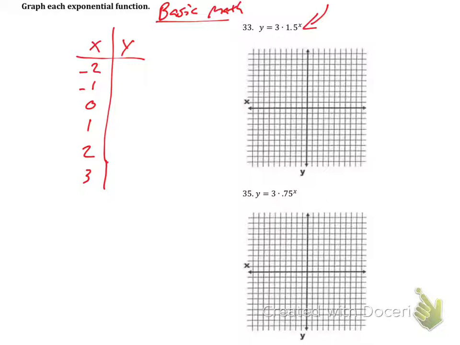And all we're going to do is plug -2 in for each one of these. So this would be 3 times 1.5 to the negative second power. So instead of writing all this out, Mr. Class is letting you just literally plug it into your calculator. So for the first one, I'm going to do 1.5 to the negative second.